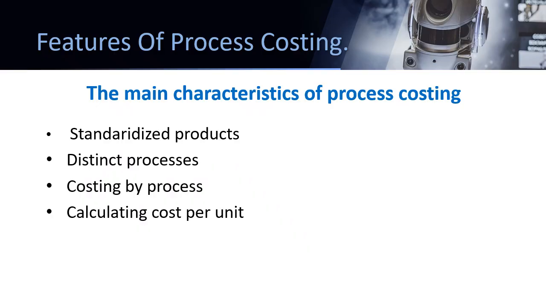Last one, calculating cost per unit. The cost per unit produced is an average cost. We calculate it by taking the total process cost and dividing it by the number of units produced in that process.